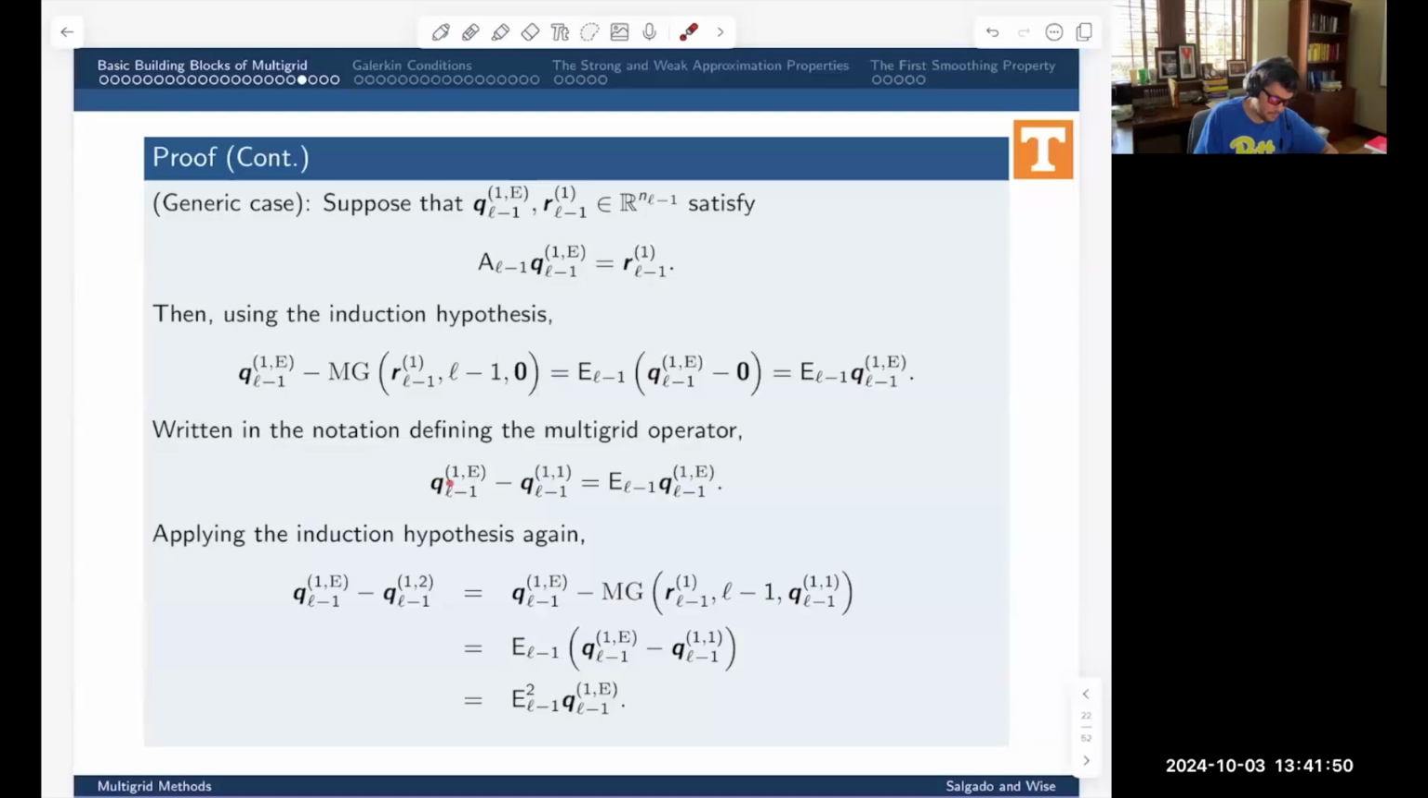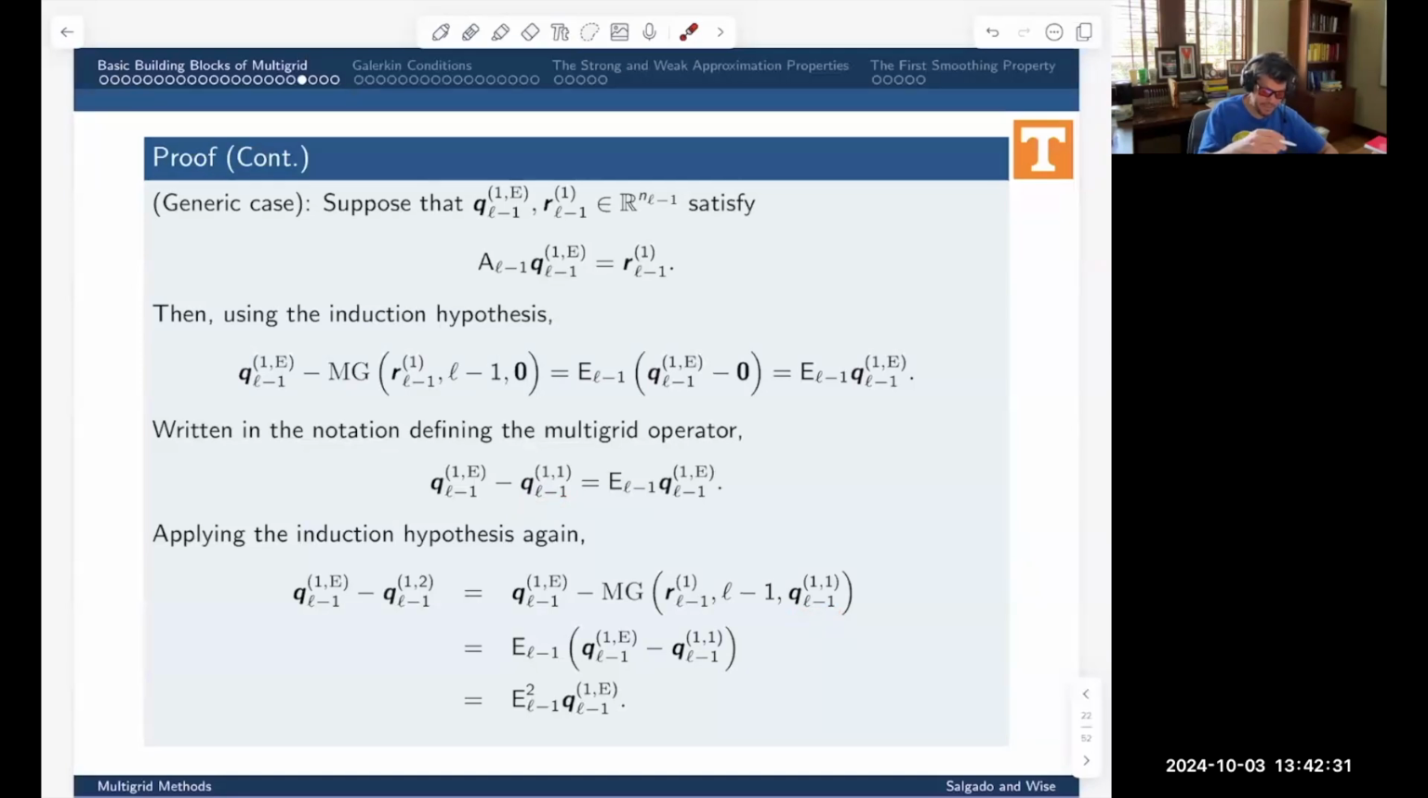Q_{L-1}^{1}E, that's the exact thing that we're after in this solution here. If we do one application of multigrid, then what pops out is this guy, with 0 as our error. So one application of multigrid with this as our initial guess is just equal to E_{L-1} Q_{L-1}^{1}E. Now, if we apply that again by using the thing we just computed as the input for our multigrid operator again.